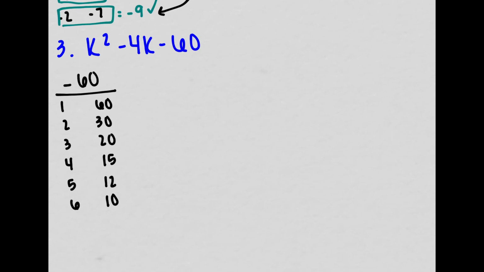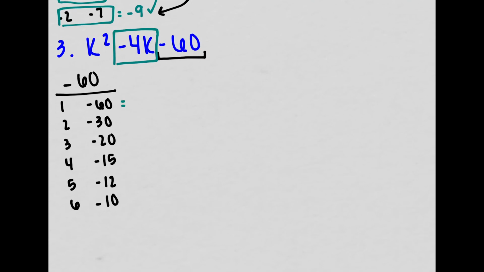So here we have to be careful because it's a -60, so that means my signs are going to be opposite. I'm going to have one positive, one negative, and then this middle term, remember, tells you what the bigger numbers will have. So all of these bigger numbers are going to have negatives with them. So I'm going to go ahead and put the negatives on them. And I'm just going to start doing all this.